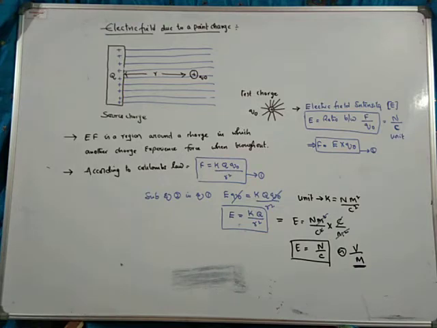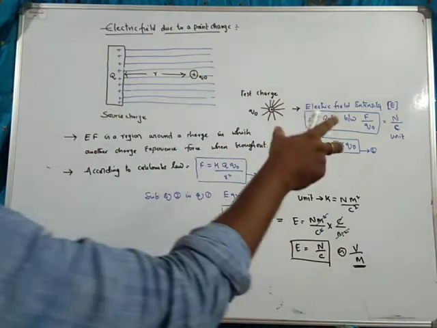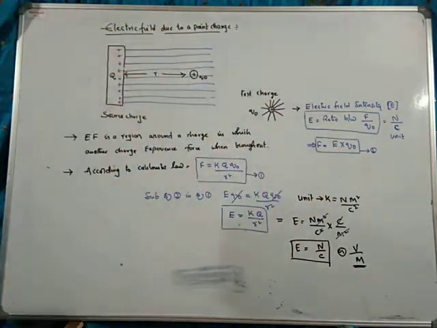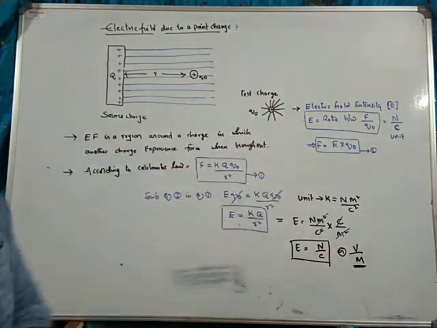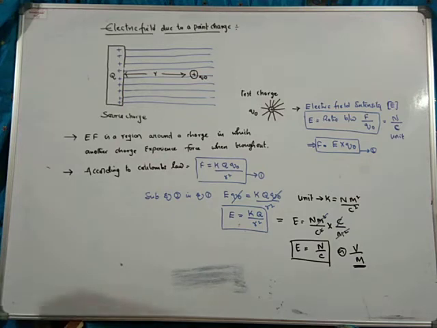Now whenever there is a field, the electric field is a region around a charge in which another charge experiences a force when brought in. So whenever we are placing the test charge near the source charge, the source charge also will experience the same force. But according to the basic definition, electric field intensity, which is denoted E, for a particular point charge, is equal to the ratio of force upon charge, and the unit will be force unit Newton and charge unit Coulomb.